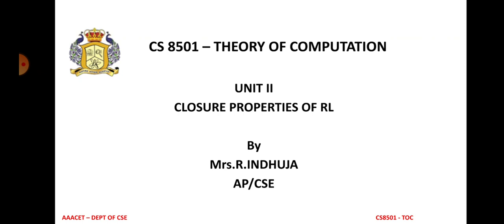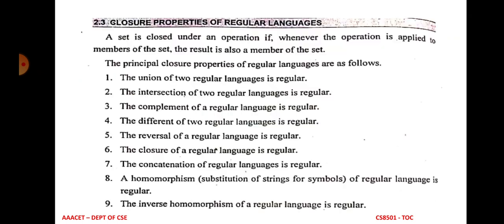So each and every regular language has some properties. These properties are called closure properties. So why are the properties called closure? In the sense that a particular set is closed under an operation if, when the operation is applied to the members of the set, the result is also a member of the set.